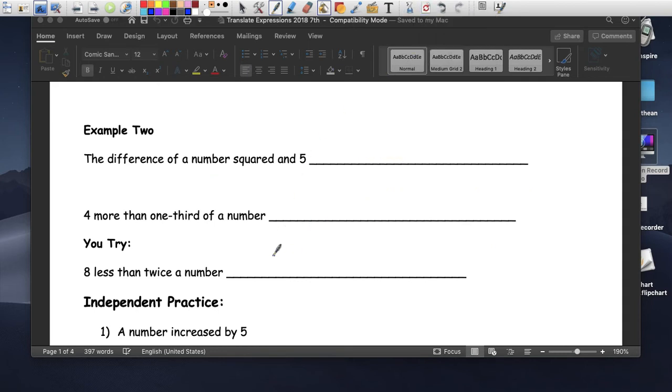8 less than twice a number. So here's my 8. Less than means subtraction. Twice a number means double it, right? So multiplying by 2. Twice, 2 times a number that I don't know. But it's a turnaround, so we make it 2a minus 8.